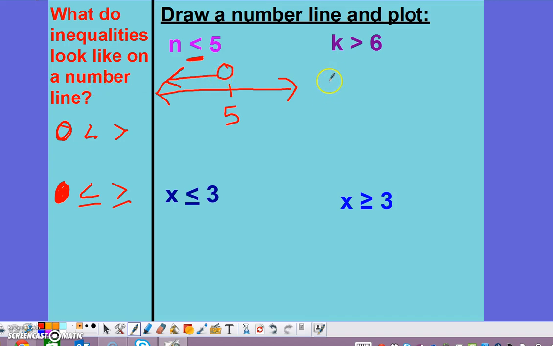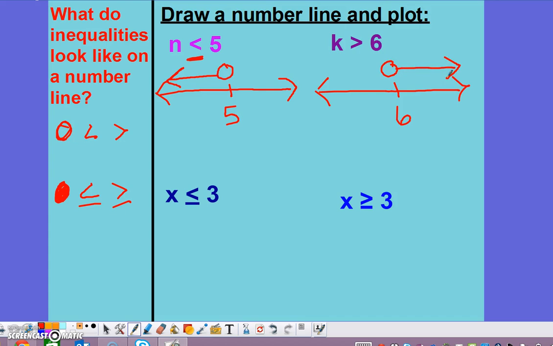Now let's try k is greater than 6. Again, it's not a perfect number line. This should also have an open circle because we're not including the 6, but k is greater than 6. That means it can be anything greater than 6. So I'm going to go to the right because those are all the numbers that are larger than 6.